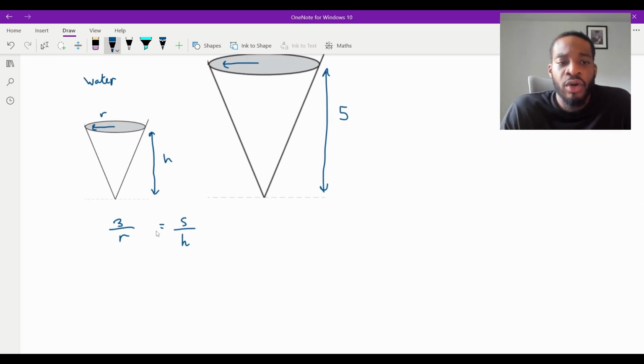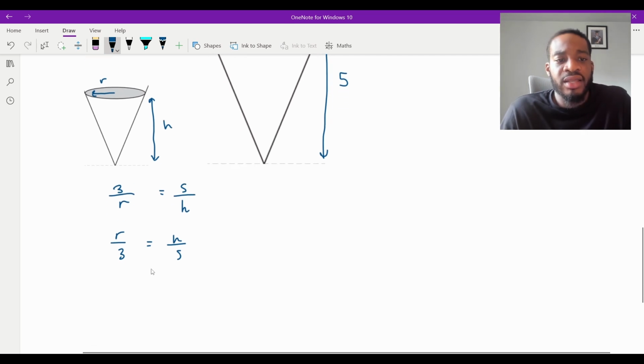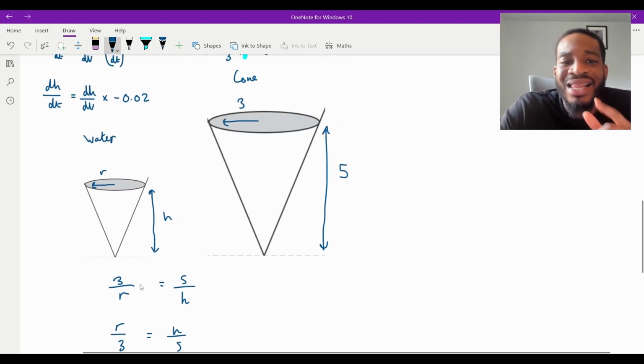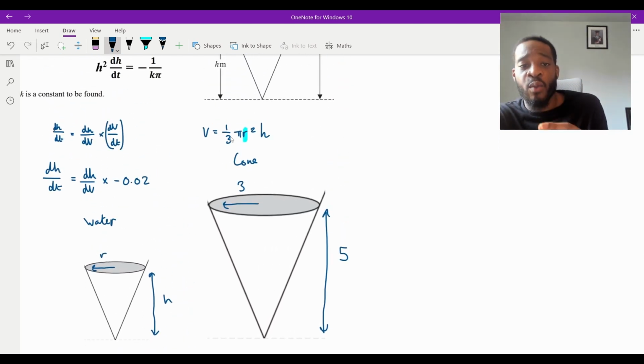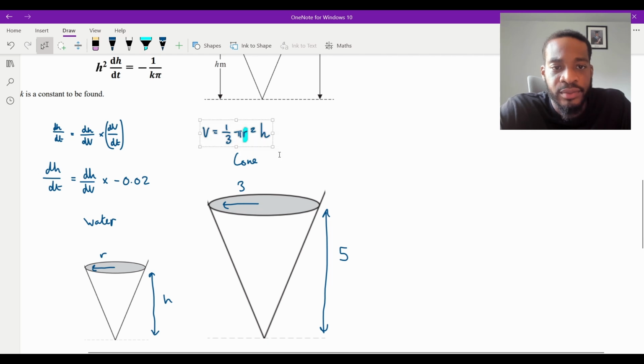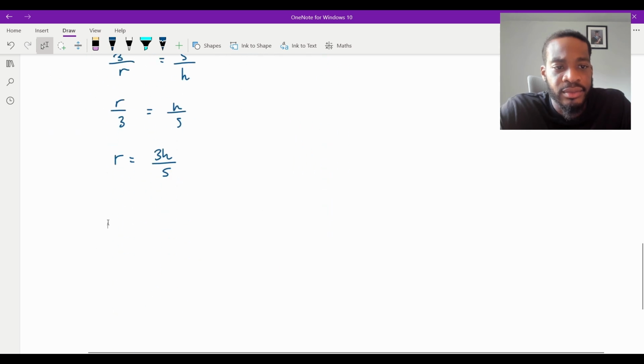So I'm going to flip these over. It's going to be r over 3 is going to equal h over 5. And if I times by 3, that tells me that r is going to equal 3h over 5, or 3/5 h, whatever you want to use. So now I've got an expression for r in terms of h. I can now plug this into the formula for V. Remember, we want V to be all in terms of h, so we can figure out a formula for V and h. So if I grab this and put this here, then I can just sub that in.